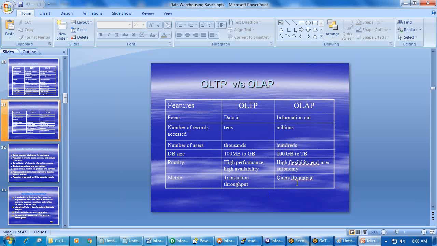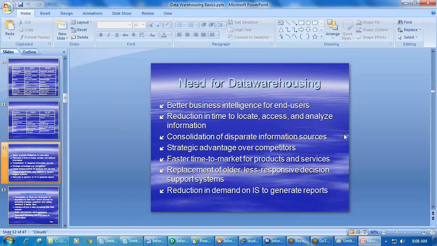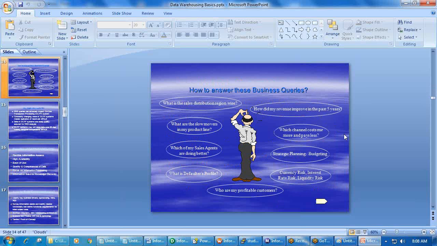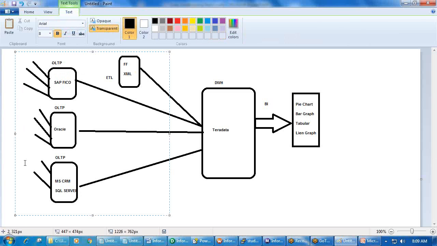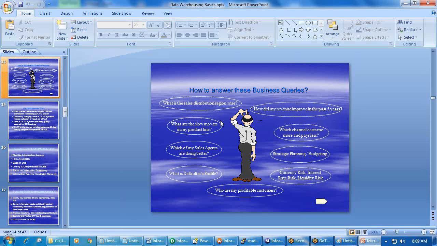But when you look at the OLAP system, it is basically used for query throughput, meaning how much time it is taking for me to generate a report. That's what we say. So these are the simple differences between the transactional system and the data warehouse. So basically what we are saying is OLTP cannot be used for reporting. It can be used only for a transactional purpose, right? So let's understand these questions, and I'll take up your questions on that.